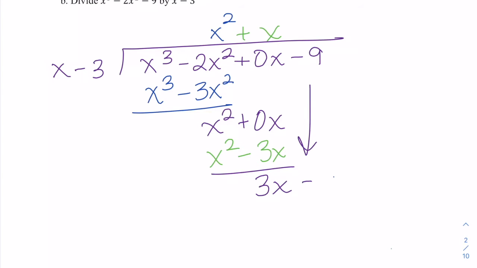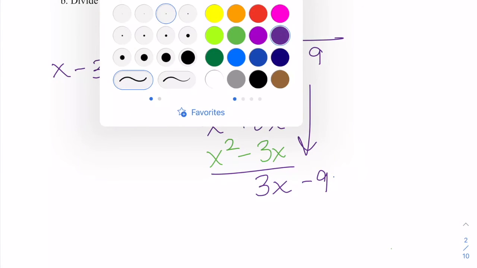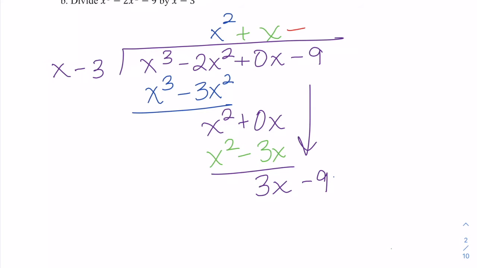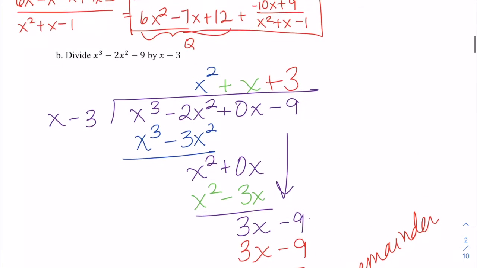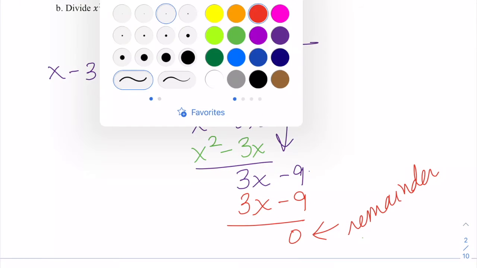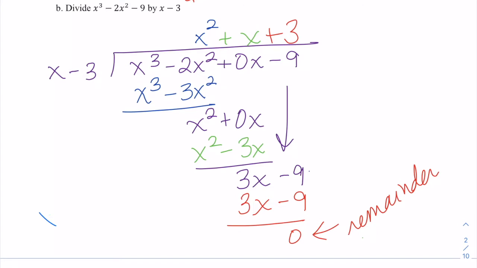And bring down that minus 9. And we can multiply that by 3, and we'll have 3x minus 9. If you notice, this has a 0 remainder. So if it has a 0 remainder, that means that this polynomial was a factor. Okay, so this is remainder 0. So we can pretty much write the answer as x squared plus x plus 3.